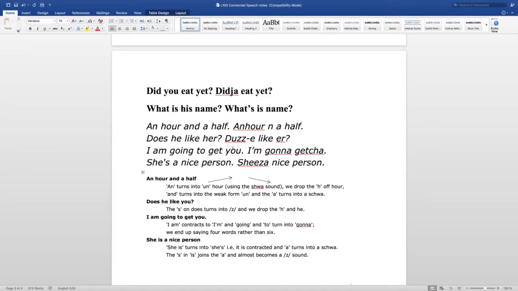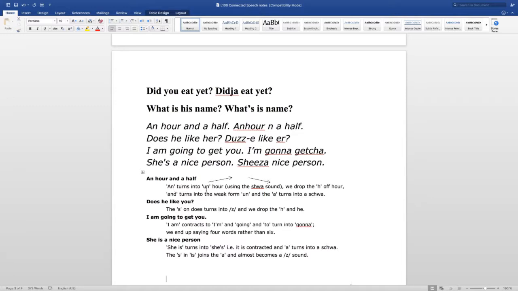"I am going to get you" becomes "I'm going to get you." And that's a really kind of strange one. It doesn't sound like that at all. But you can see it in some way. Going to, gonna. It kind of makes sense. And "get you" instead of "get you," "getcha," right? So you can see how it happens in some ways. And then "she is a nice person" becomes "she's a nice person." So "she's a" kind of becomes one word. Right? So this explains the process of what happens here.